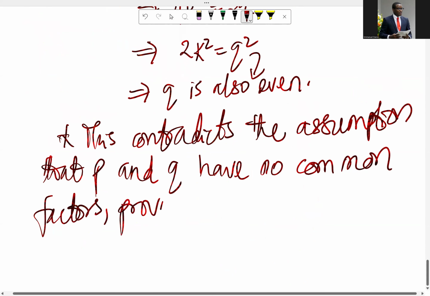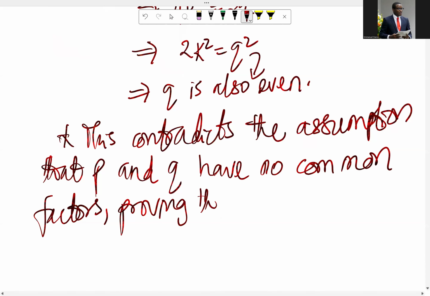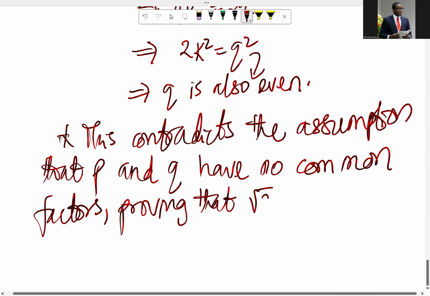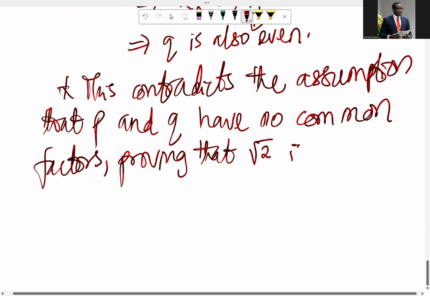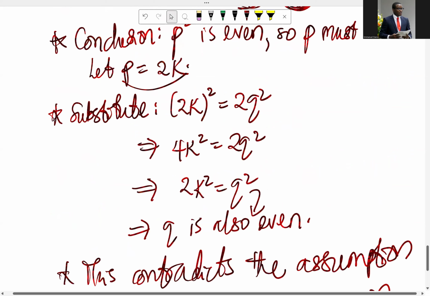proving that root 2 is irrational. Okay, root 2 is irrational. So that ends the proof by contradiction.